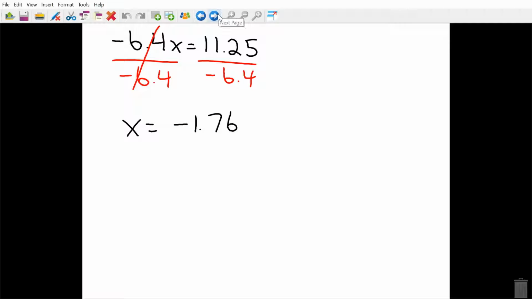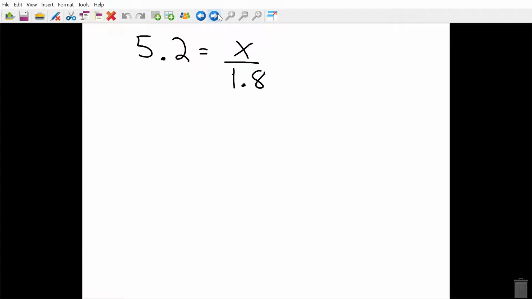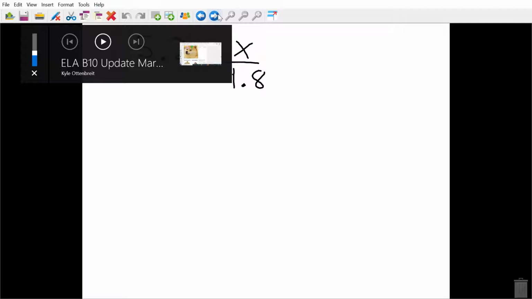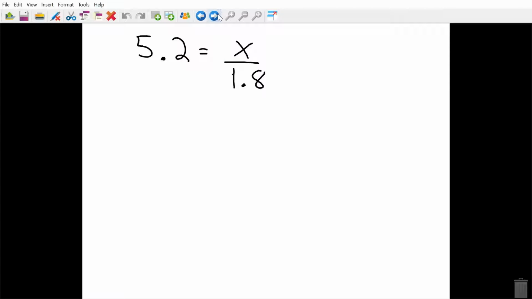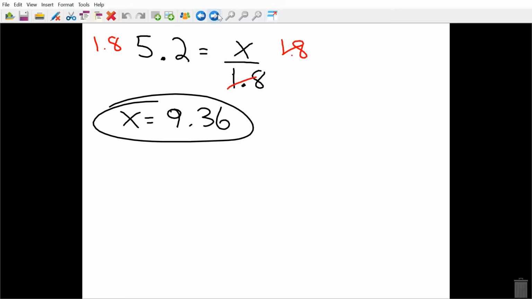Next question. 5.2 equals x over 1.8. Please pause and try now. And the answer is 9.36. This is x divided by 1.8. The opposite of dividing is to multiply. You must do that to both sides. You get your answer.